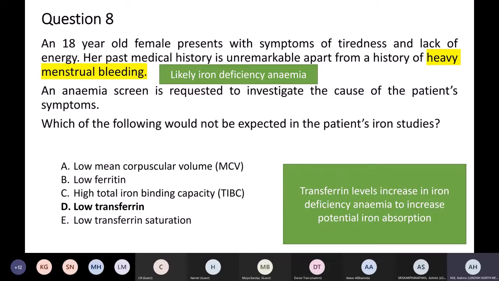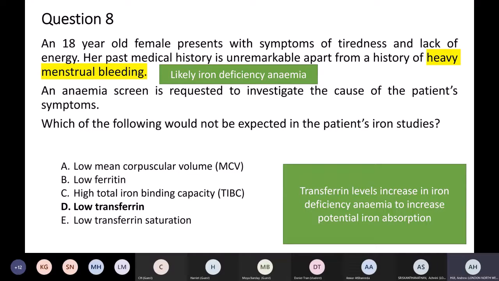So the reason for D is that usually we'd expect to see a high level of transferrin in someone with iron deficiency anemia. So transferrin is, of course, the iron transport protein. So if someone is deficient in iron, the body responds by trying to increase the level of iron absorption from dietary means, and so it will increase the level of transferrin to pick up this additional iron.